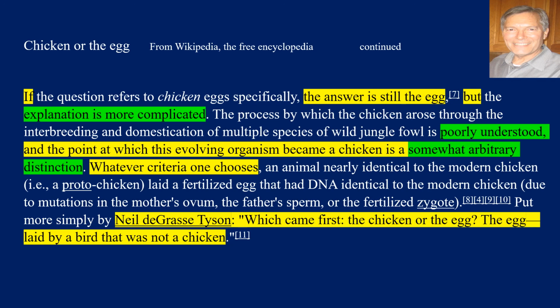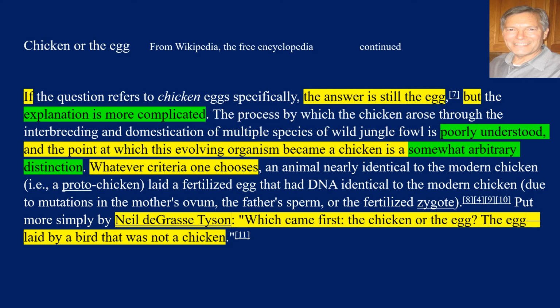All right, so here, let's look at some of these qualifiers. It starts right off with if, and then it distinctly says the answer is still the egg, but the explanation is more complicated and poorly understood, and it's an arbitrary distinction. Whatever criteria one chooses, well, I choose a different criteria. But he just says, whatever criteria, they make up my mind for me. I don't think so. I choose a different criteria.